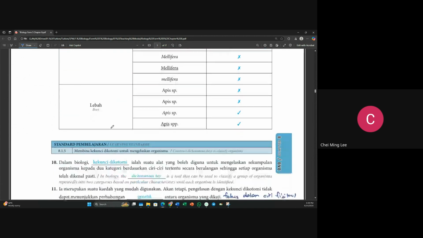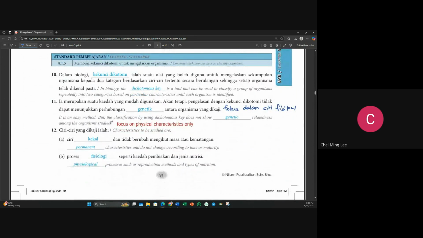Now in biology, the dichotomous key is what we use to classify a group of organisms repeatedly into two categories based on a particular characteristic until each of them is identified. It's an easy method, but the classification using this will not show genetic relation.